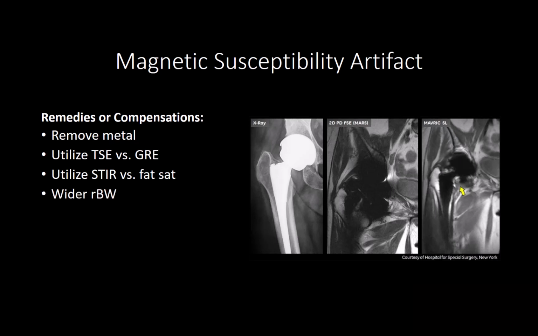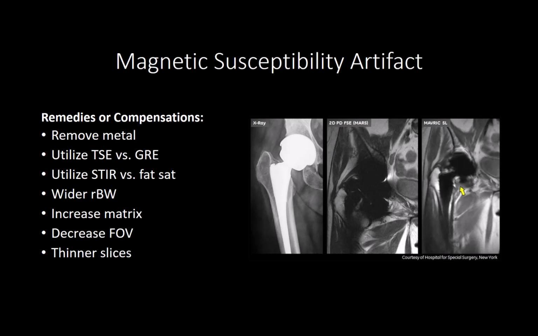You can use a wide receiver bandwidth, which helps to increase the signals that you're receiving and pretty much average out the metal artifact and reduce the size of that metal artifact. In the next three, you're basically increasing the spatial resolution by either increasing the matrix, decreasing the field of view, or using thinner slices.